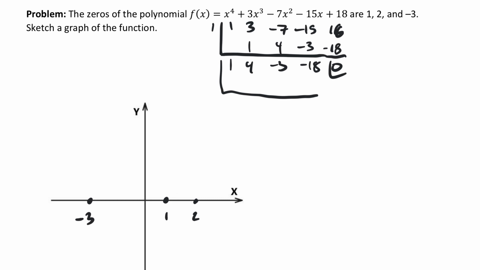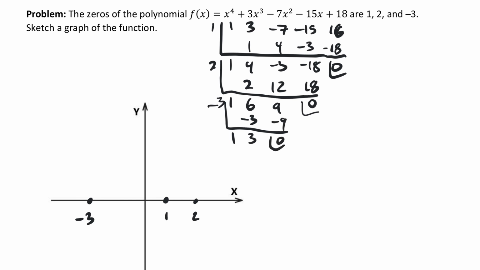Now let's do the next one. Let's do 2. Well, we have 1. 1 times 2 is 2. 6, 12, 9, 18, and 0. And finally, let's do negative 3. 1, negative 3, 3, negative 9, and 0. If you notice, I'm stacking my synthetic division just to save some space.